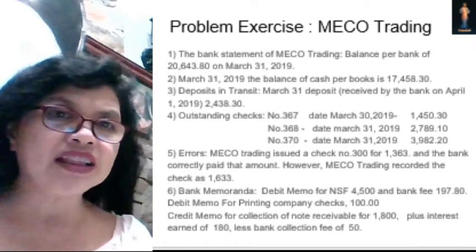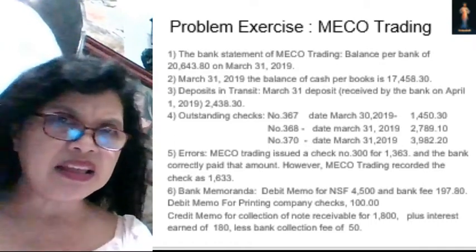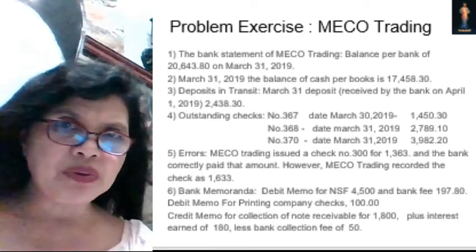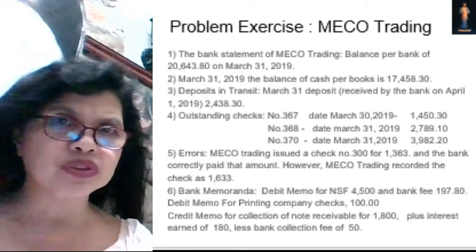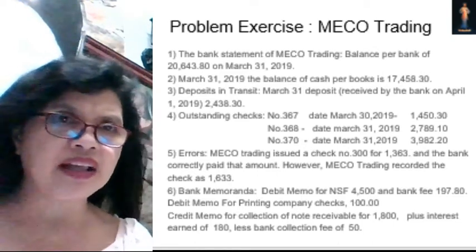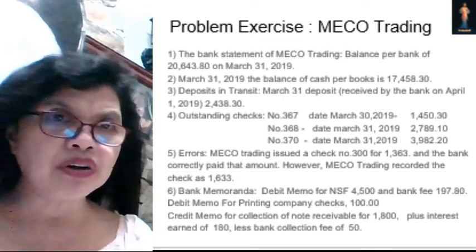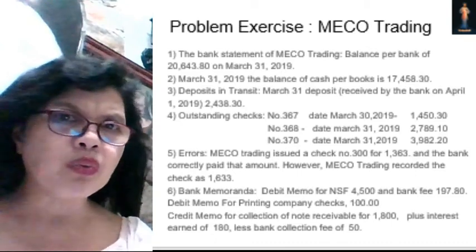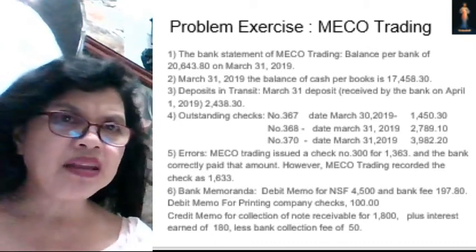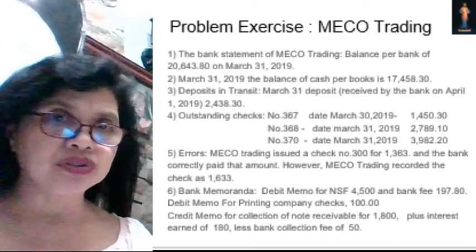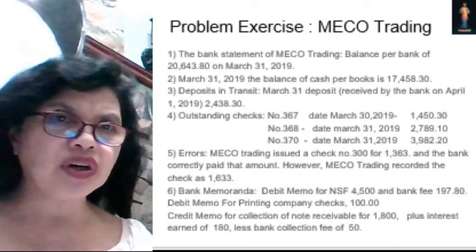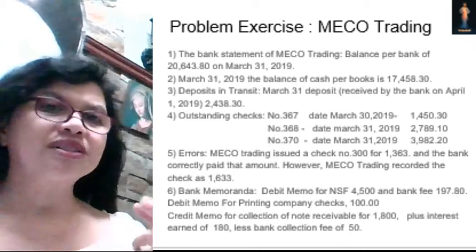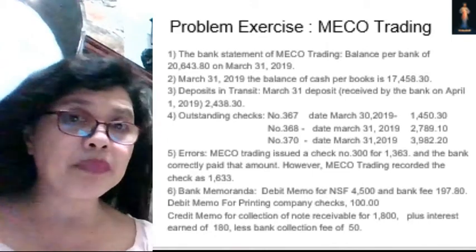Next, we have outstanding checks. I think there are three outstanding checks, okay, with the following amounts: 1,450, 2,789, 3,982. And there are also errors. Meco Trading issued check number 300 for 1,360, and the bank correctly paid that amount. However, Meco Trading recorded the check as 1,633. So there was an error on the part of Meco.